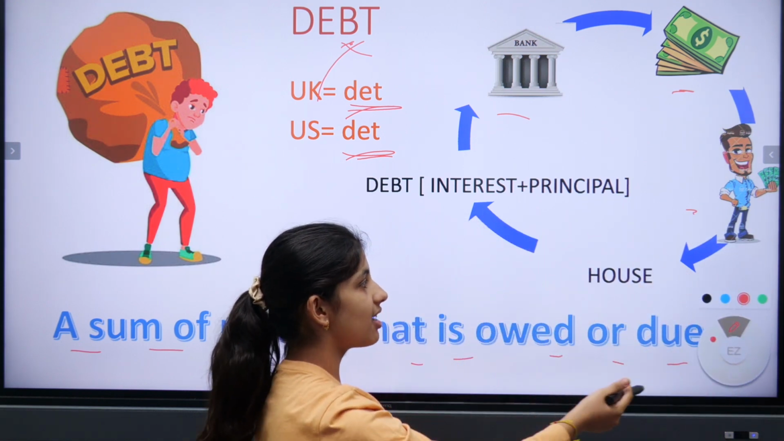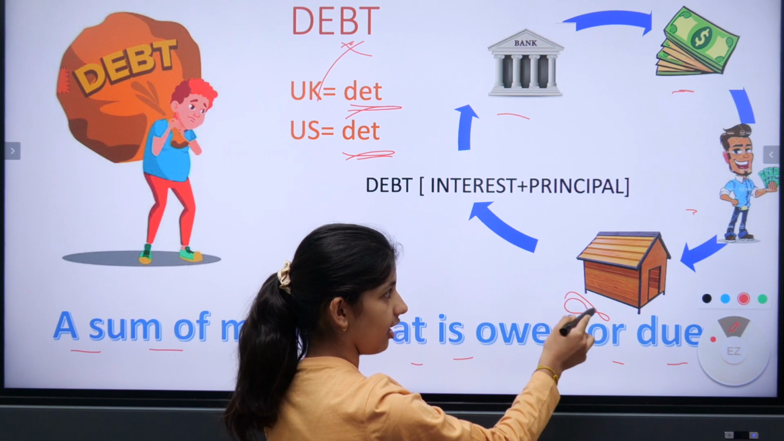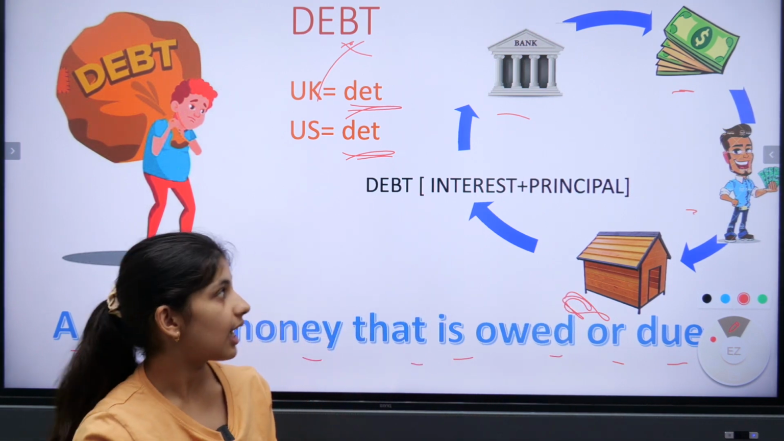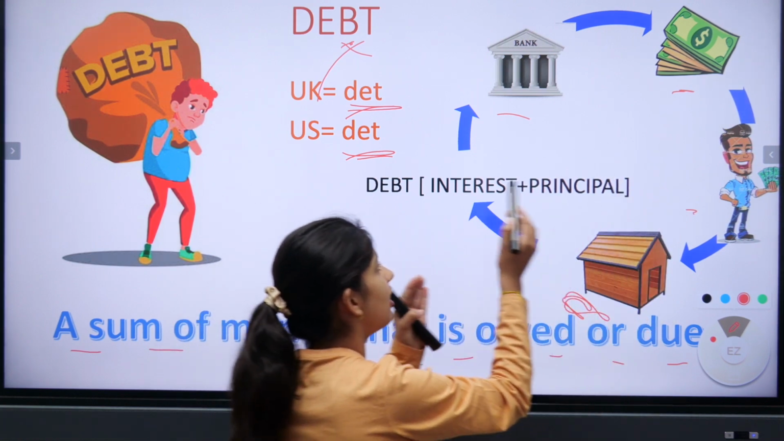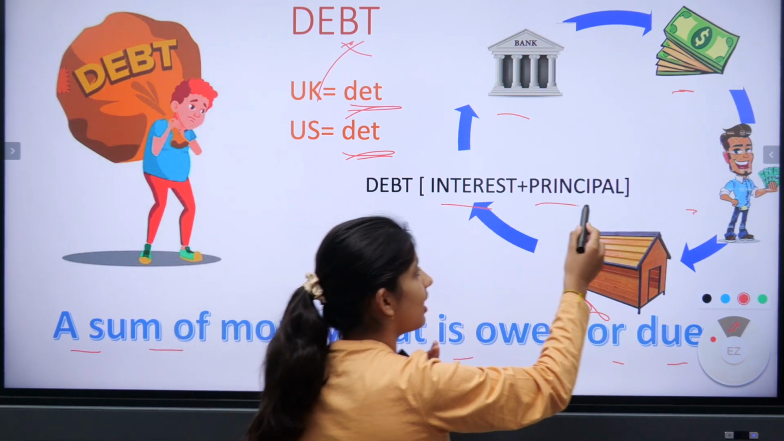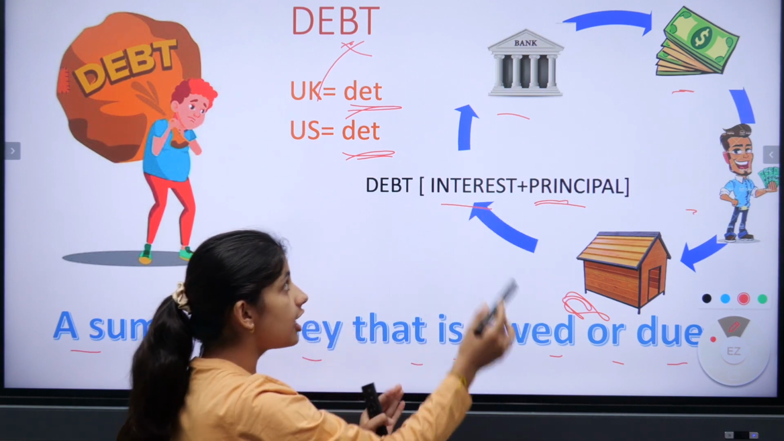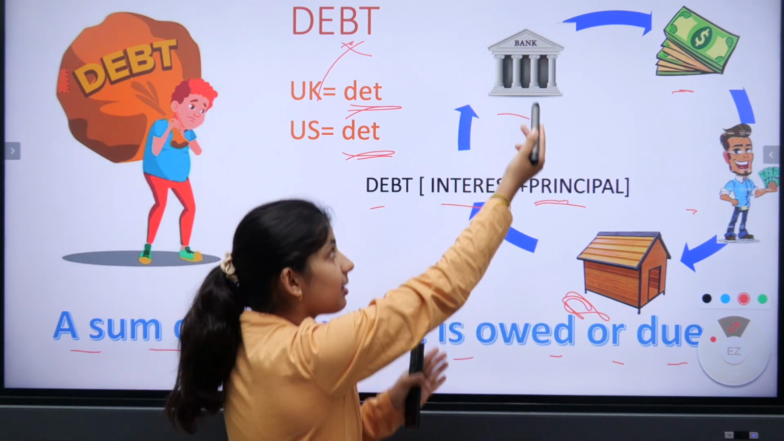And where do you use that money? You use that money to buy a house. Now, after some time, you need to pay the debt back. Means you need to pay the money, including interest and the money, which is nothing but principal. You need to pay this debt back to the bank.